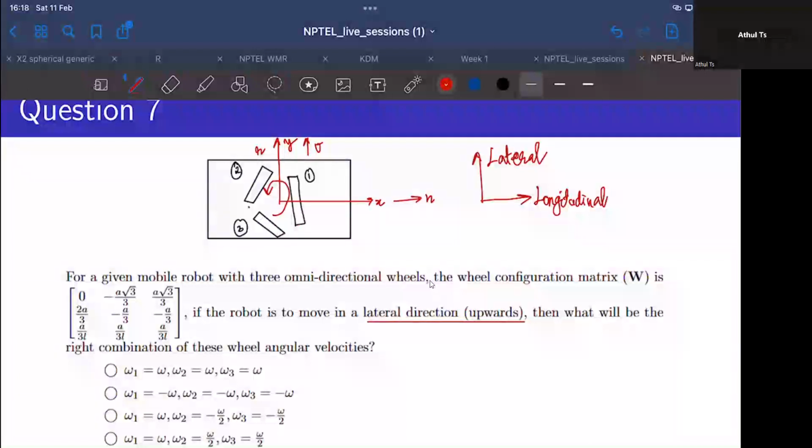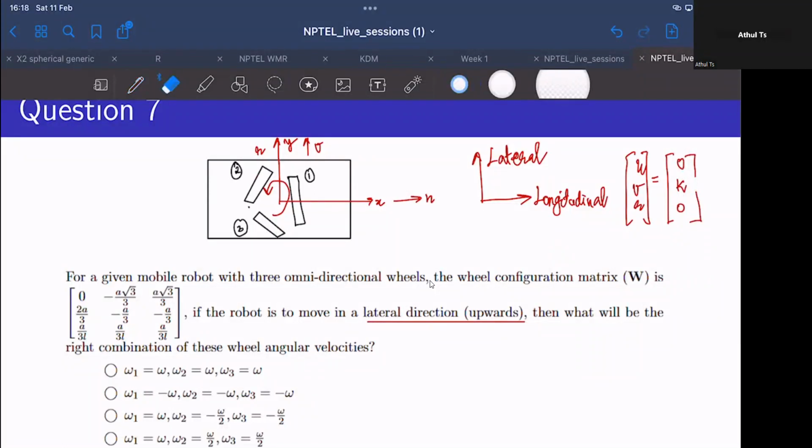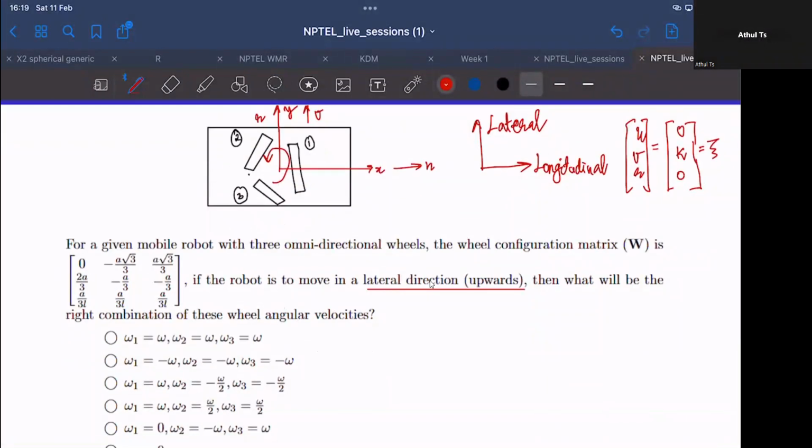So our zeta vector, in fact, should look something like 0, a constant k, and 0. It should only have a component along the lateral direction. So this is how our zeta vector should look. And how is this zeta vector related to the vector of wheel angular velocities?